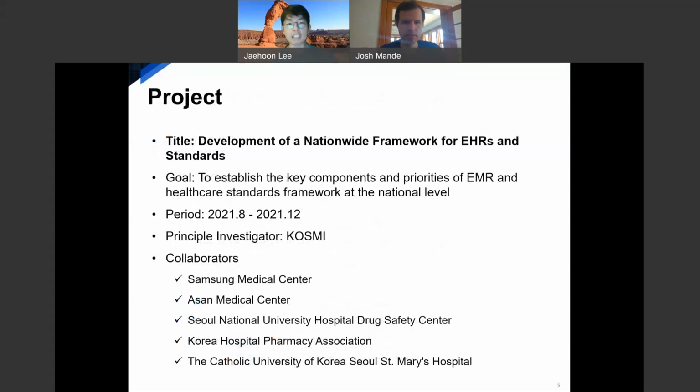Specifically, we started this project for a 6 month period, but we would like to understand the state of the art of healthcare IT and interoperability and electronic health records to build a nationwide framework for electronic health record and standards. And we have collaborators, including probably most of the major hospitals in South Korea, Samsung Medical Center, Asan and Seoul National University Hospital, etc.